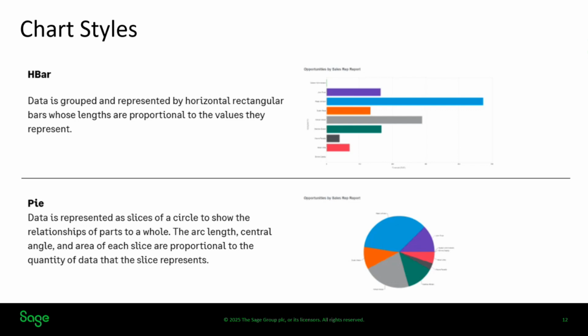But let's have a look at the other types that we've got. We've got horizontal bar charts. We've got pie charts as well. We're going to be looking at using these in this lesson.